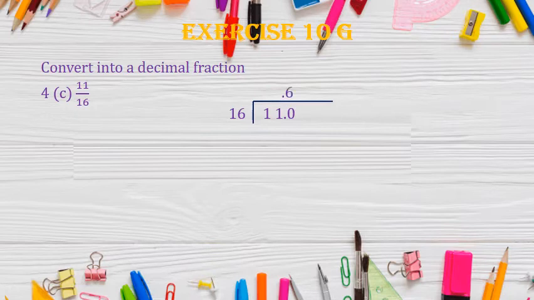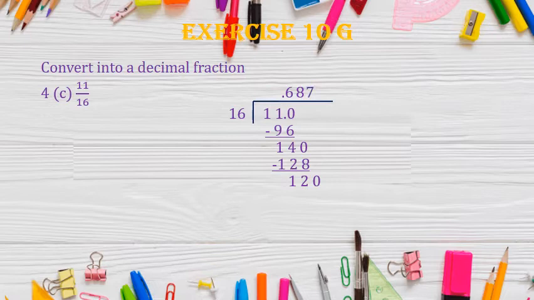So 16 6s are 96, and now subtract 96 from 110 and write 6 in the quotient part, and now we get 14 as remainder. Now we can add 0 to 14, and now our dividend will become 140, and we divide 140 by 16, and 16 8s are 128. Now 128 subtracted from 140, we get the remainder as 12.